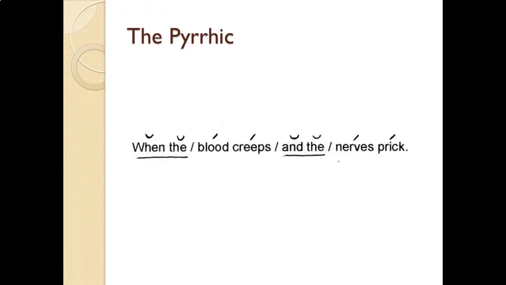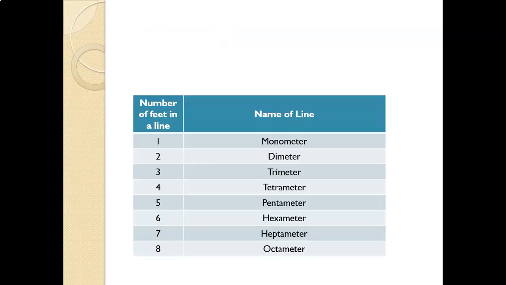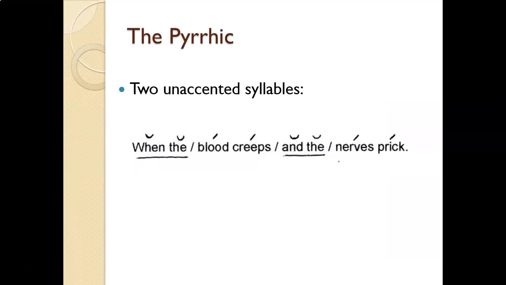Then we have the next one, which is pyrrhic, and the pyrrhic is basically the foot in which we have both the syllables unstressed. So you have seen here that in this line it is: when the blood creeps and the nerves prick. Now, the syllables "when" and "the", both of them are unaccented or unstressed, and the next ones are stressed.